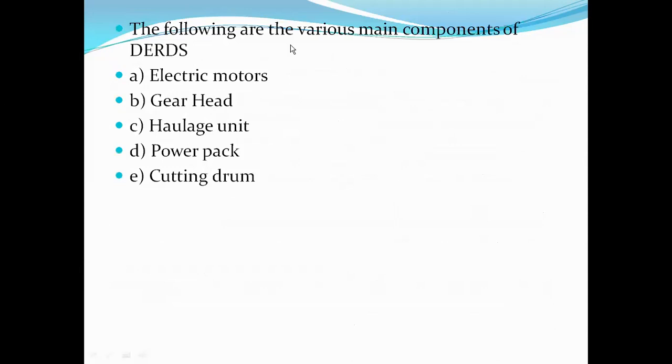Next, the following are the various components of DERS. What are the different components? Electric motor, gear head, hauling unit, power pack, and a cutting drum. These are the main components of DERS. The hauling unit is used for the movement of the machinery all along the face while carrying out the cutting operation. The power pack is used to provide the required hydraulic fluid to all the supporting machines and to all the power supports. Next one is the cutting drum.